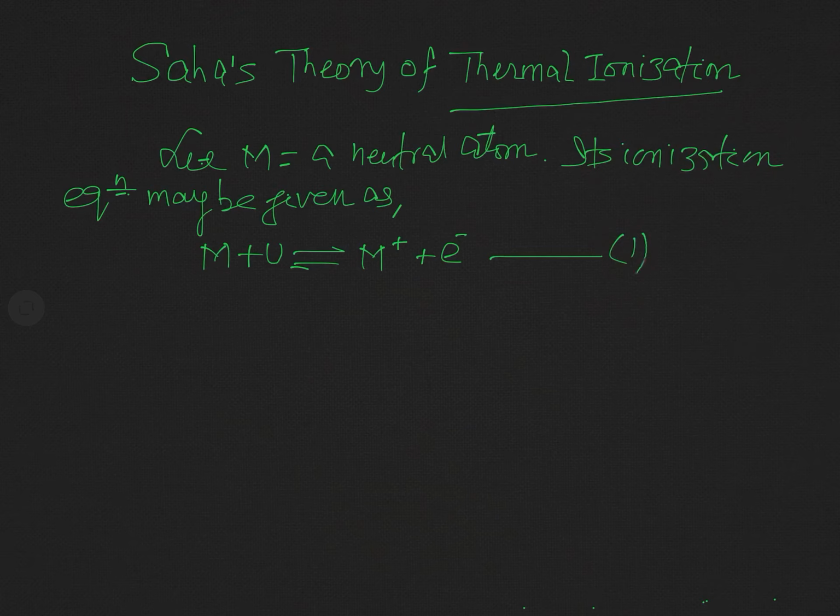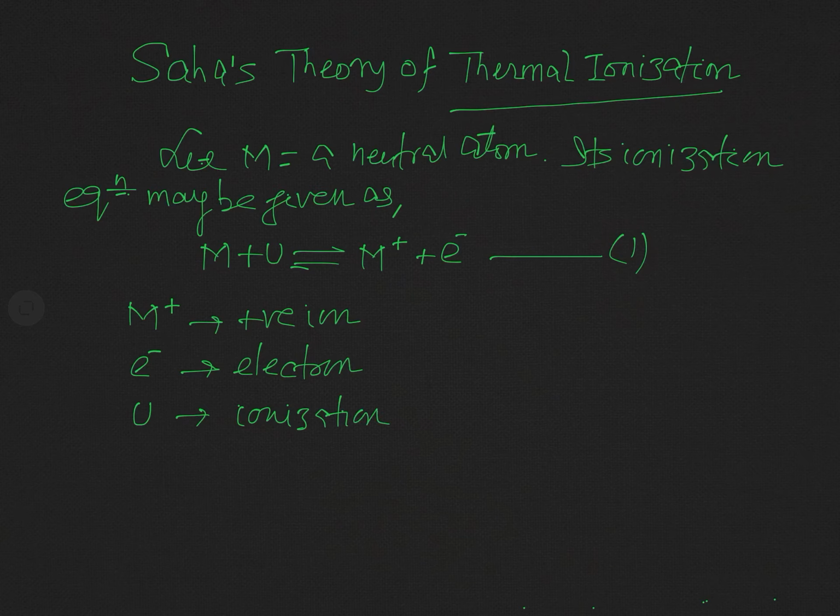And in this equation, what do the different terms actually refer to? We have assumed that M is a neutral atom, and M plus here is the positive ion obtained after ionization. This e minus refers to the electron, and U actually denotes the ionization energy. You can write this U term on the right side of the equation with a negative sign too.